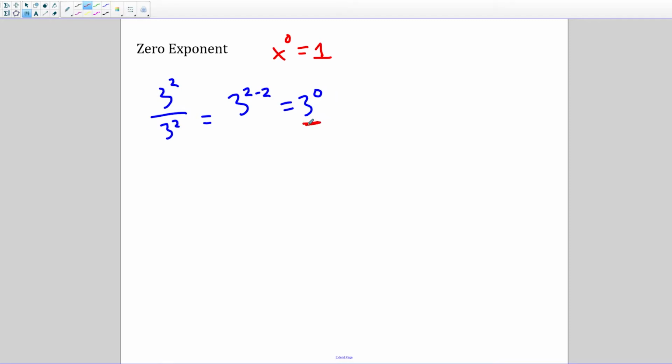So once we get this established, let's go ahead and rewrite the exact same thing. 3 squared over 3 squared. We know that 3 squared is 9, divided by 3 squared is also 9. So 9 divided by 9 is really just equal to 1. Well, since we started off in the same place, that must mean that 3 to the power of 0 has to be equal to 1.